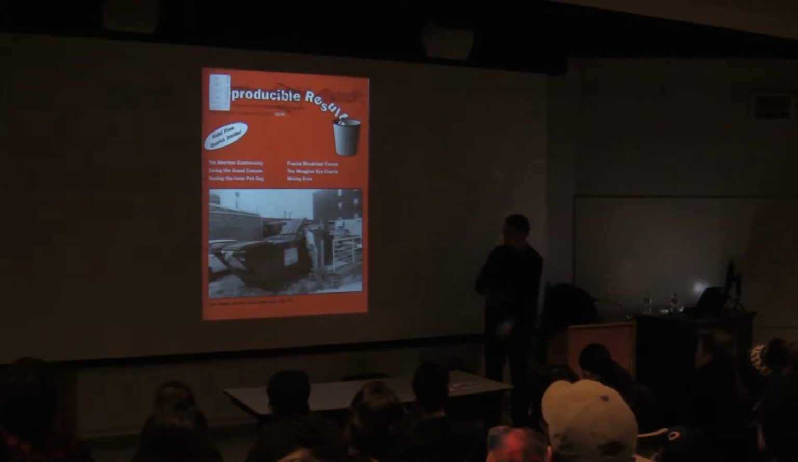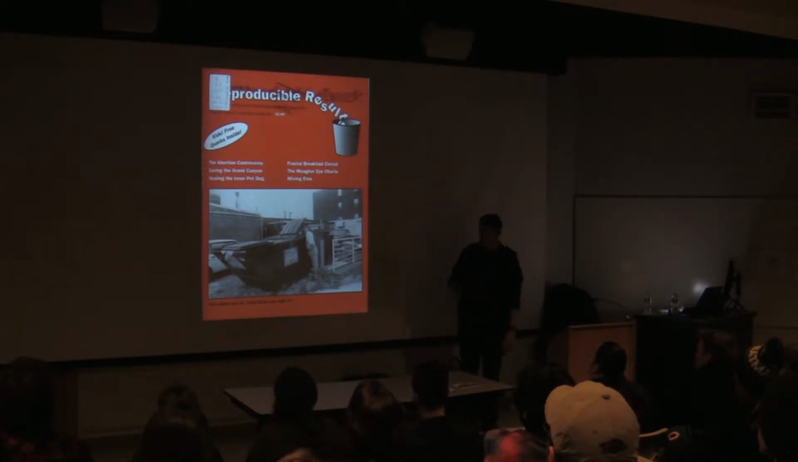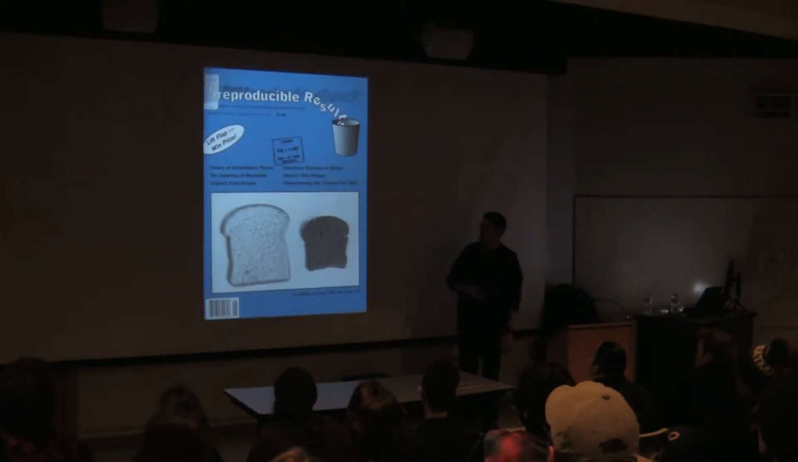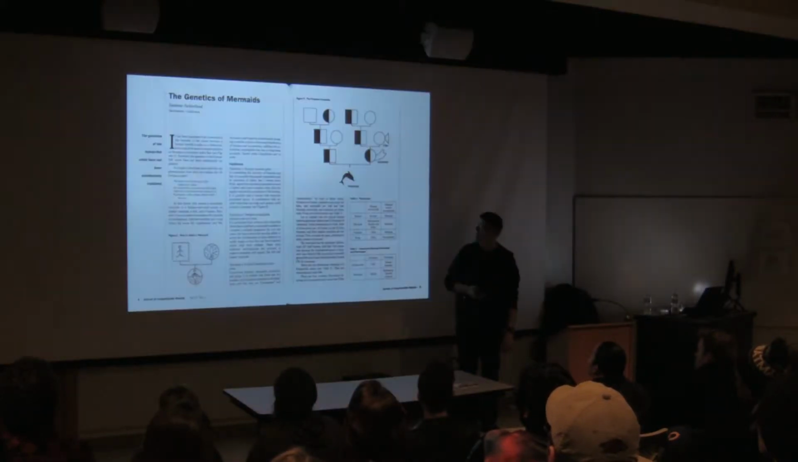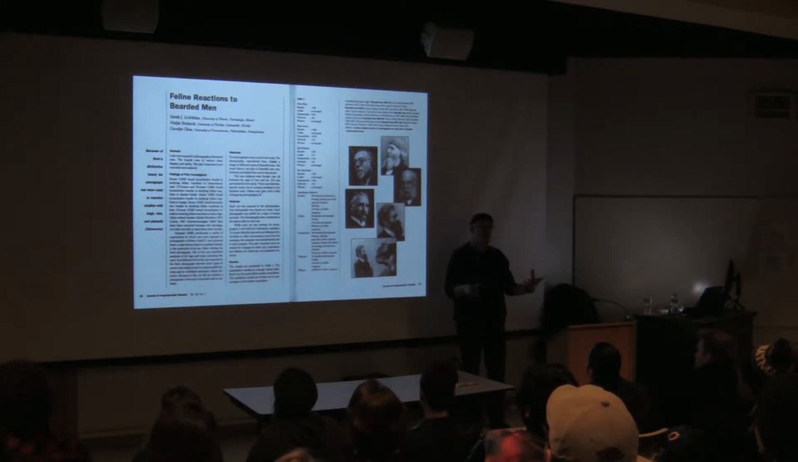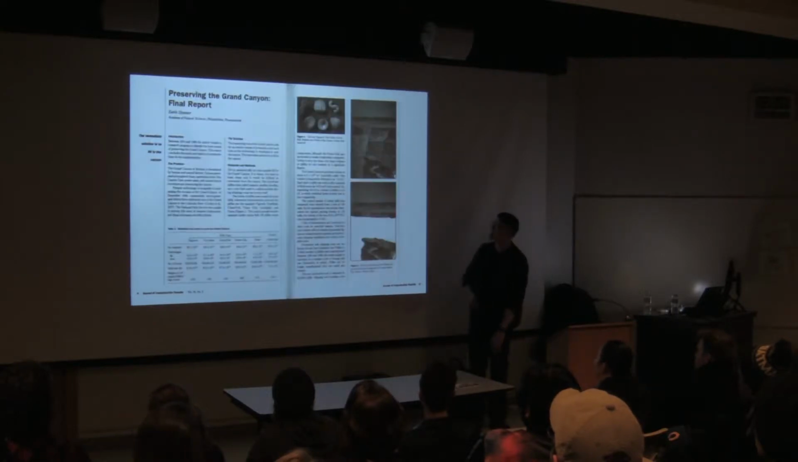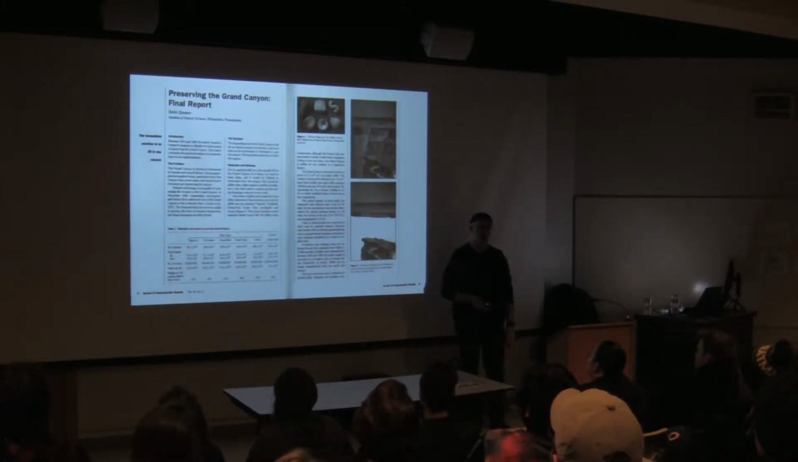This is some of the early issues. This is from 1991, and so there's a whole variety of different articles on burnt food, or this is an article on the genetics of mermaids. This is an article on feline reactions to bearded men. There's an earlier article which is about canine reactions to bearded men that's sort of presented for comparative analysis. This is a proposal to preserve the Grand Canyon by filling it with different kinds of styrofoam chips.